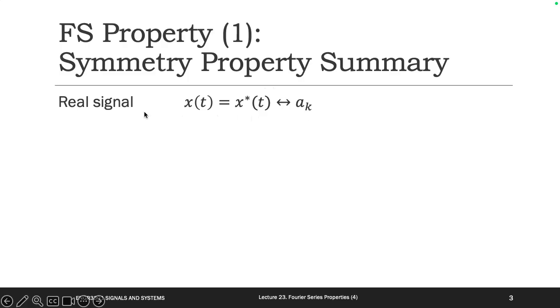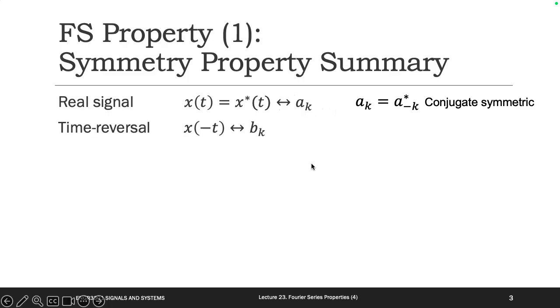For the real signal, x(t) equals x conjugate (t), and the FS coefficient is a_k. We have this conclusion: a_k should equal a_{-k} conjugate. We call this one conjugate symmetric. And then for time reversal, if we have x(t) with coefficient a_k, and for x(-t) the coefficient is b_k, the relationship between a_k and b_k is that b_k should equal a_{-k}.